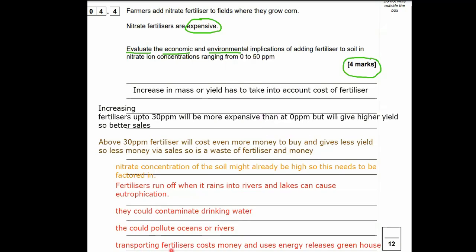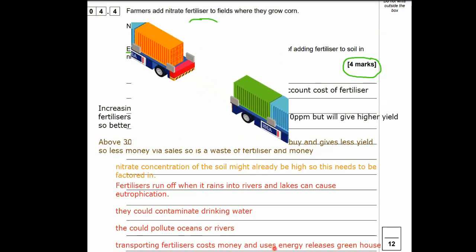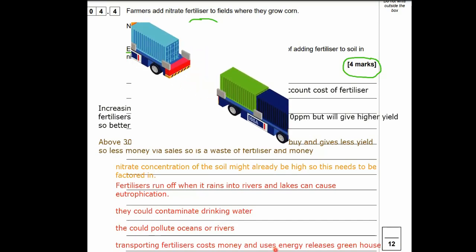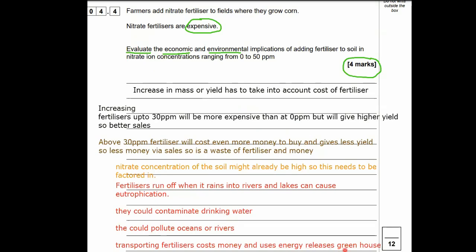And then there's transporting fertilizers down the motorway. It costs a lot of money. And those vehicles that transport the fertilizers could be ships if they're coming from other countries, or planes. They use a lot of energy and they release greenhouse gases, those transport vehicles, which causes global warming. So there's all these environmental implications.